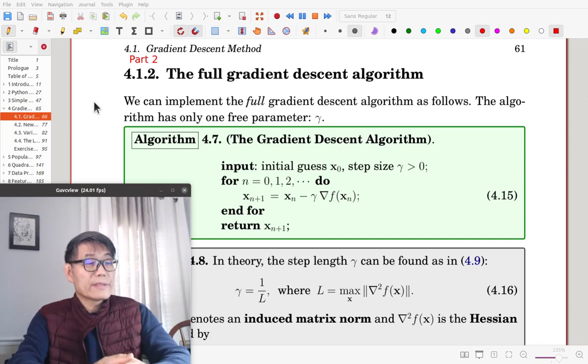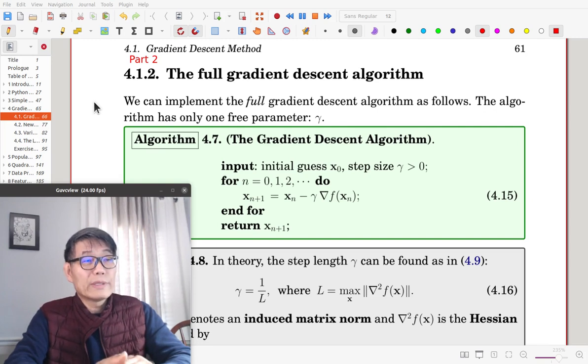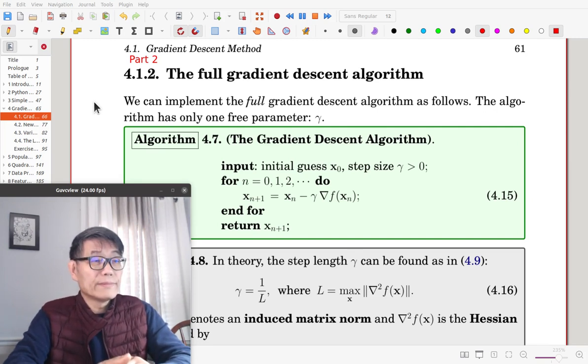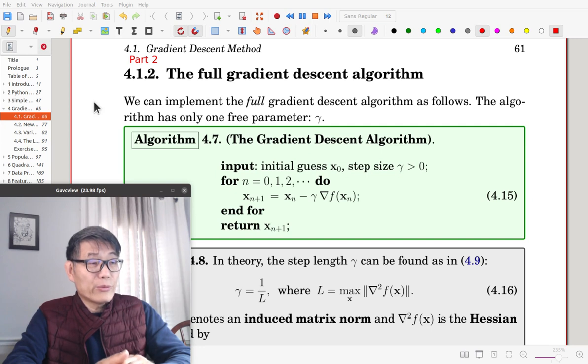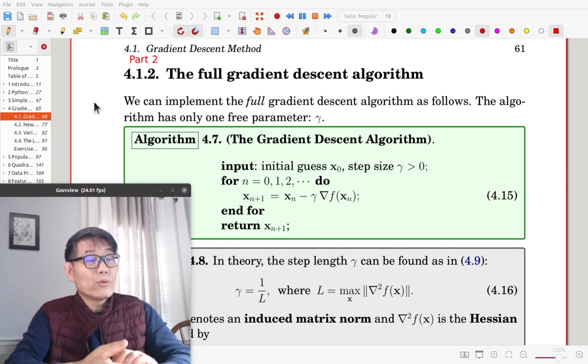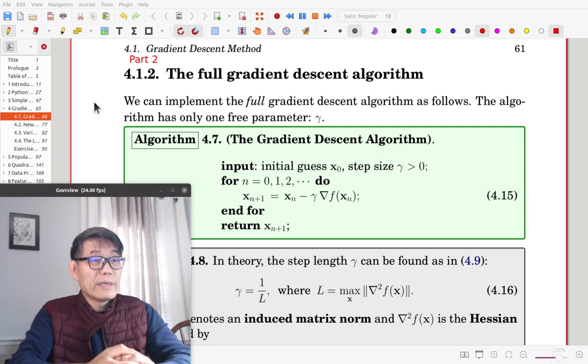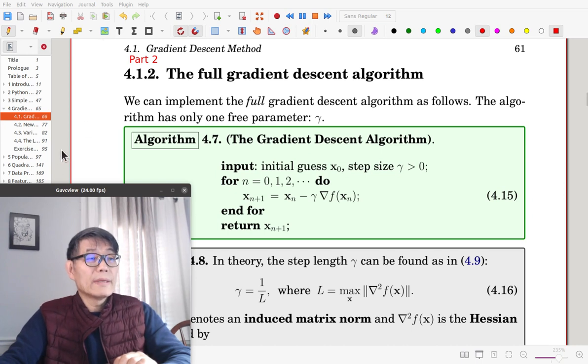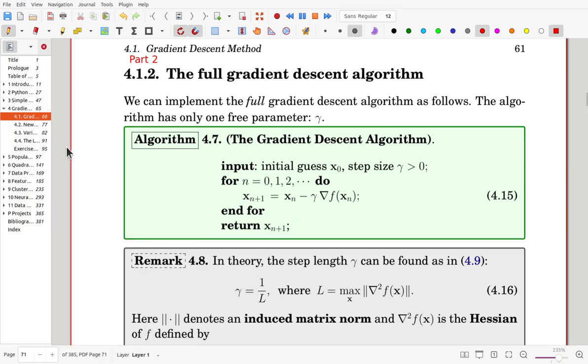It is the second part of section 4.1, the full gradient descent algorithm. In part 1, we studied the algorithm for functions defined on 1D. Here we'll formulate the algorithm for functions in general dimension D. The algorithm is almost the same.